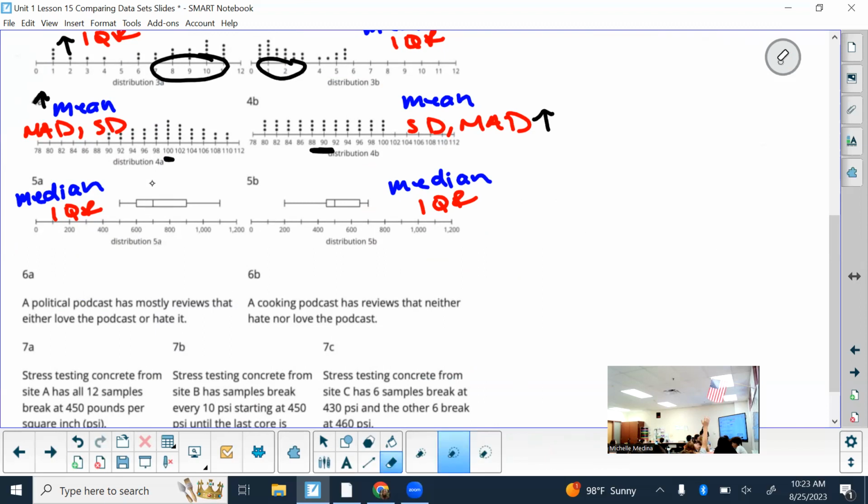Anyone can talk? Okay, let's see. Their median, which you can actually tell for sure because it's marked on your box. Their median 700. This one is 500. So yeah, A has a higher median.